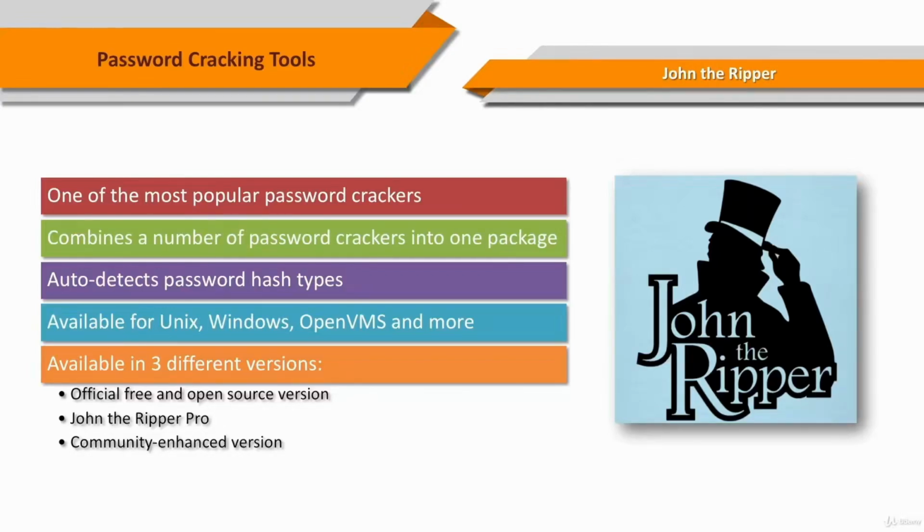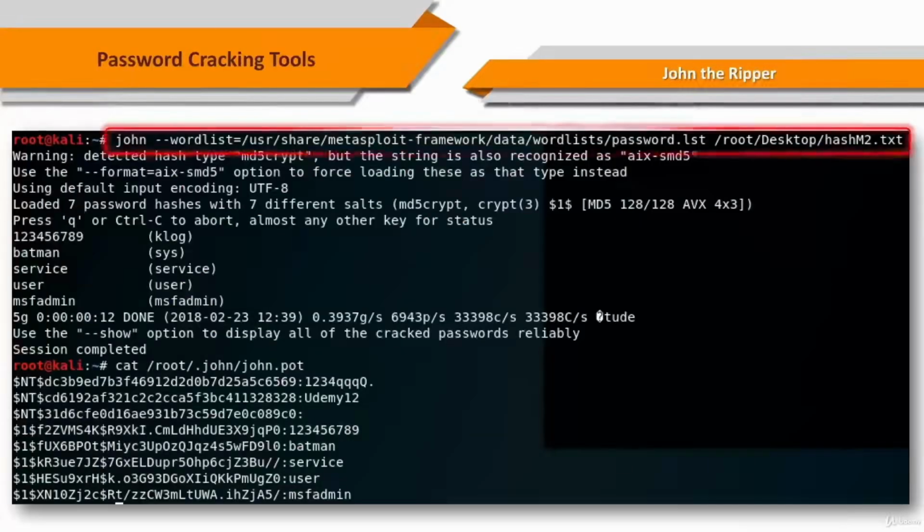Now, there is another version of John, which is the community-enhanced version. This version integrates lots of contributed patches, adding GPU support, OpenCL, and CUDA for hundreds of additional hash and cipher types, including popular ones such as NTLM, RAW, MD5, etc., and even things such as encrypted OpenSSH private keys, zip, and RAR archives, PDF files, etc., as well as some optimizations and features. So let's see John the Ripper in action.